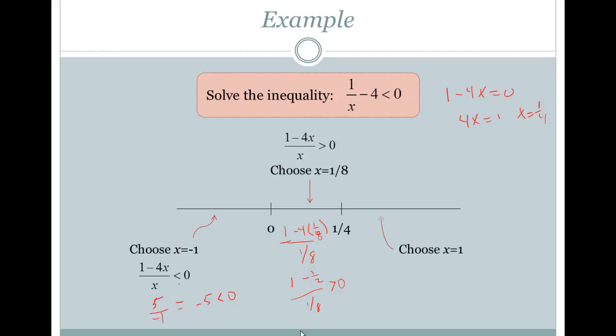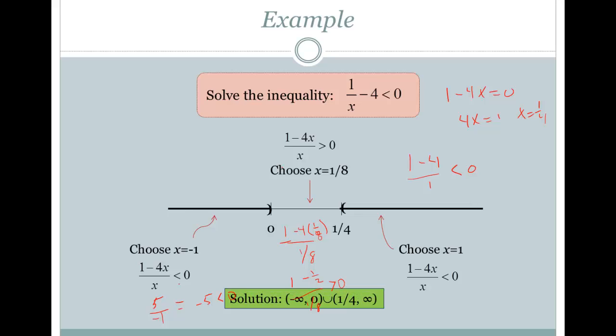And then if I take a point out here, choose 1, 1 would be very easy to choose. You should see that I'm going to get (1 - 4) over 1, which is less than 0. So I'm going to be true out here, true over here, but not in the middle. Again, this is just a less than, there's no equal sign, so we do not want those endpoints. And that's why we're going to have open brackets right there and right there.